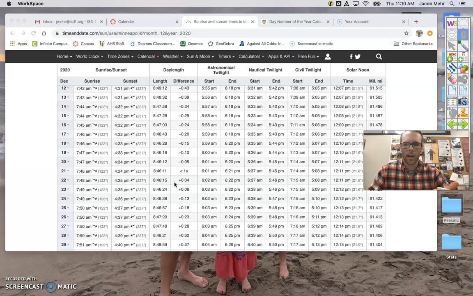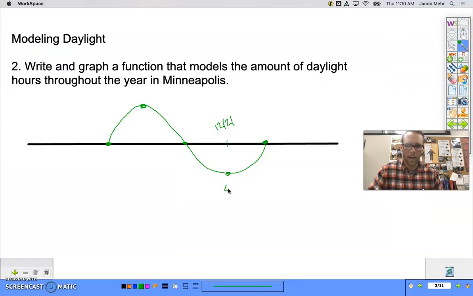8 hours, 46 minutes and 11 seconds is the lowest I found. We're dealing with hours, minutes, seconds here. That's not going to work. We need to just use hours. So I'm going to figure out what 46 minutes out of the hour is as a decimal. 0.76 repeating, so 0.77. So here we have 8.77 hours on December 21st.